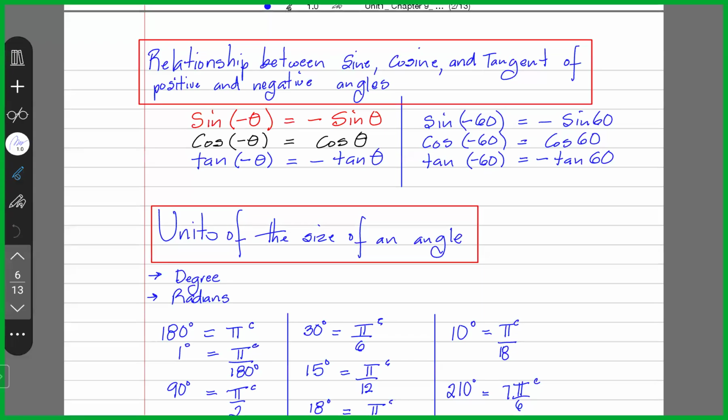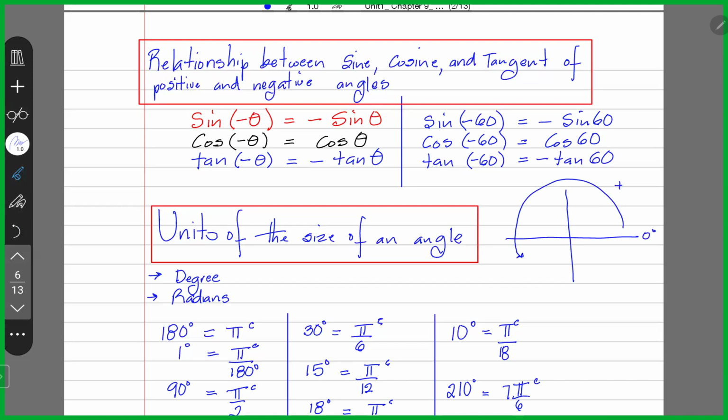All right, so next we're going to talk about the relationship between sine, cosine, and tangent of positive and negative angles. We have not discussed negative angles yet, but if you look at your quadrants, starting at 0 degrees, positive angles go in this direction.